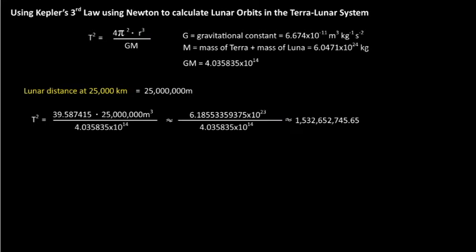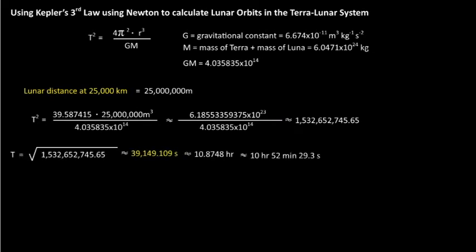Well, that is not the amount of time that it would take the moon at 25,000 kilometers to orbit, because that's a square. We need to take the square root of that, which is kind of like Kepler's P squared, except here it's a T squared, all right? So we get 39,149.109 seconds. That's how many seconds it would take the moon at its present mass to orbit the Earth once at 25,000 kilometers. And here I broke it down into hours, minutes and seconds.